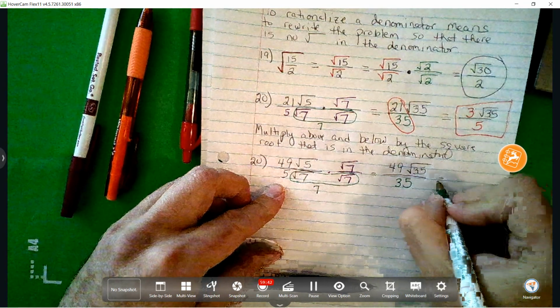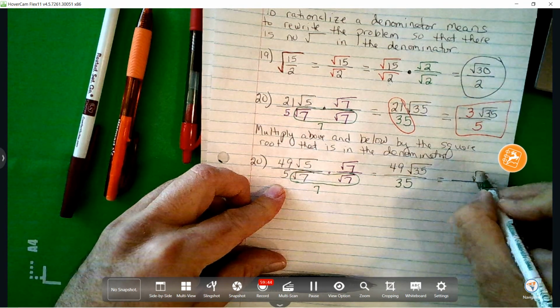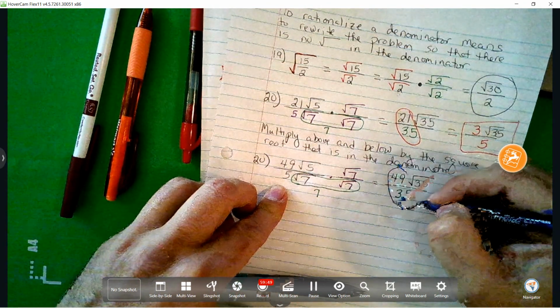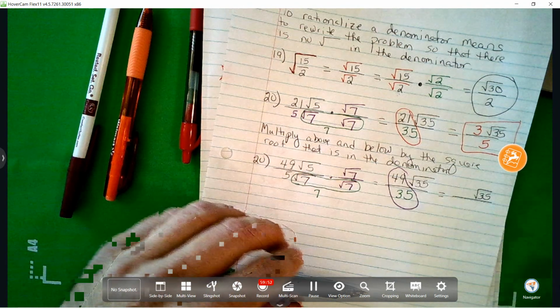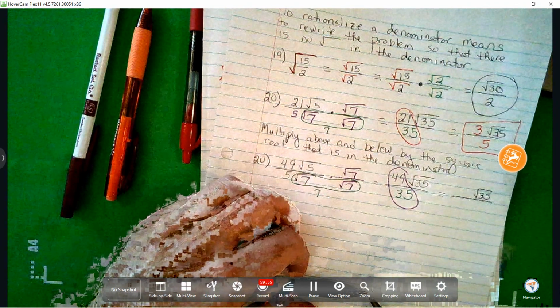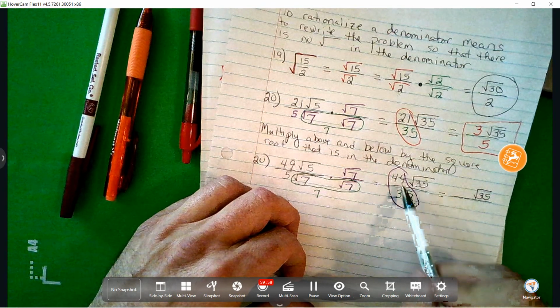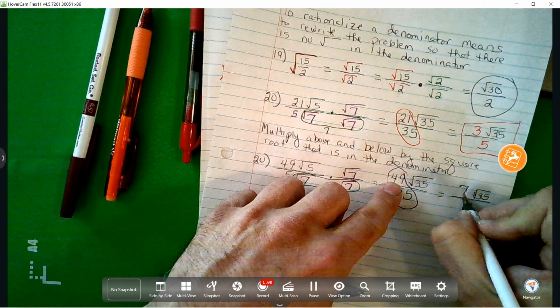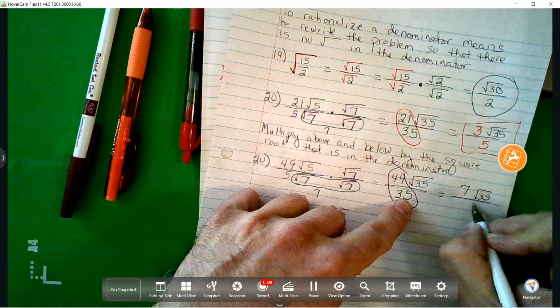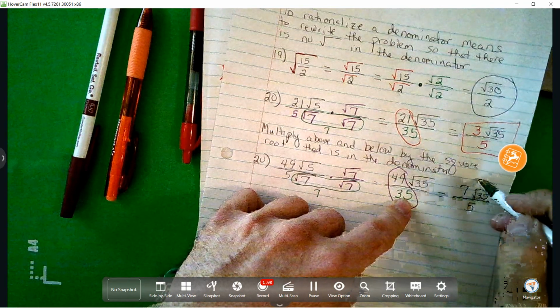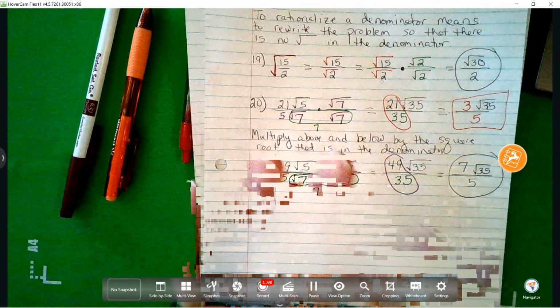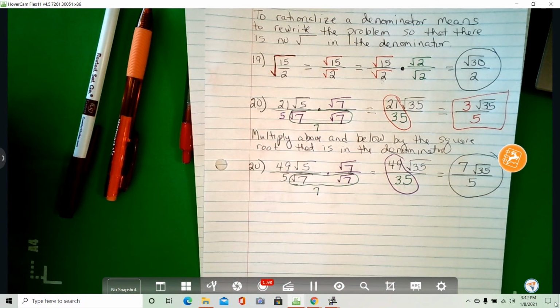And we can reduce this fraction by dividing. 49 over 35. Let's see. I can divide both of those numbers by 7. So what would be on top here? 49 divided by 7 would be a 7. 35 divided by 7 would be a 5. Notice it's very similar to the other number 20. That's why if you get it wrong, you can do another one very similar to it.